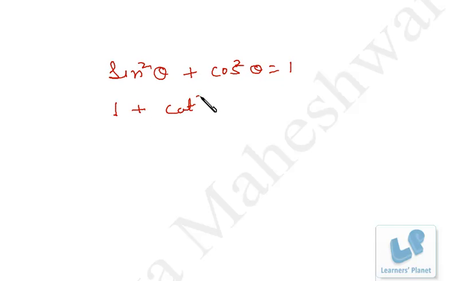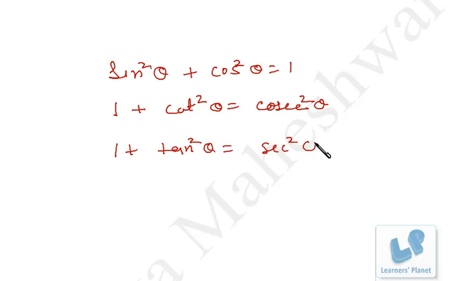So basically we are going to use the three trigonometric identities. I write it over here once again. It's sin square theta plus cos square theta is equal to 1. 1 plus cot square theta is equal to cosec square theta. 1 plus tan square theta is equal to sec square theta.